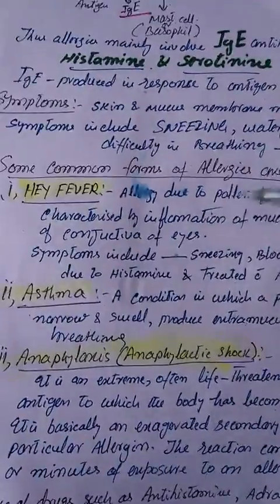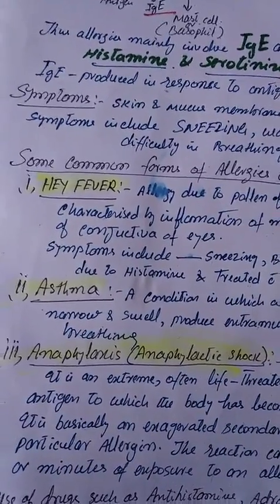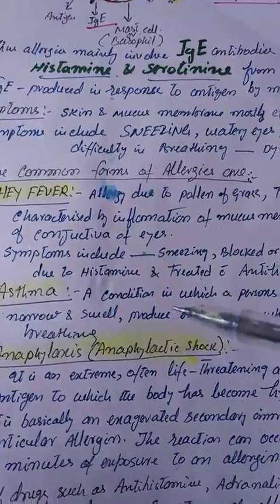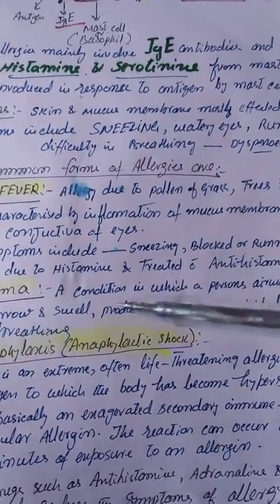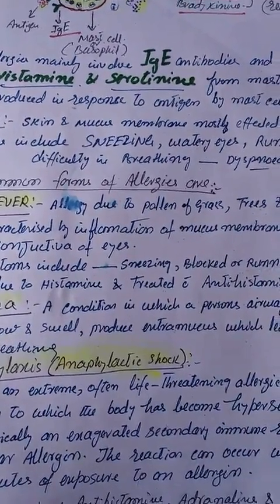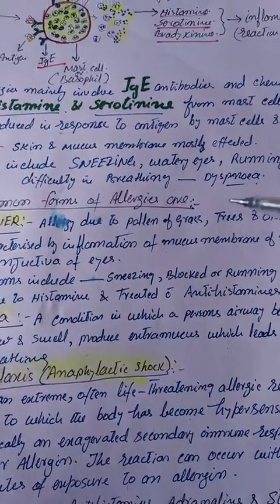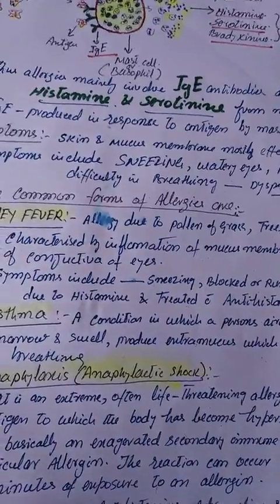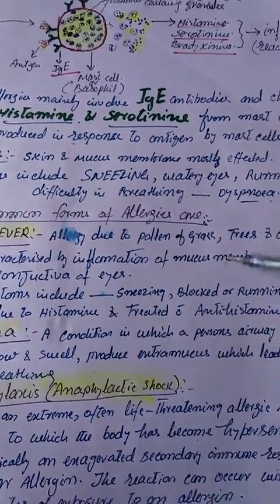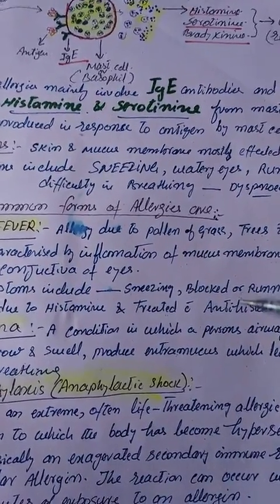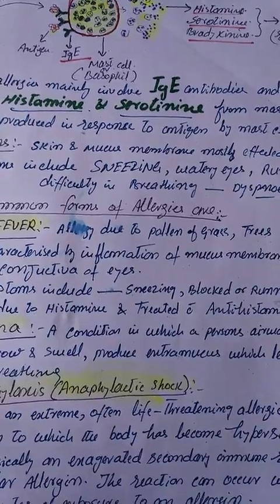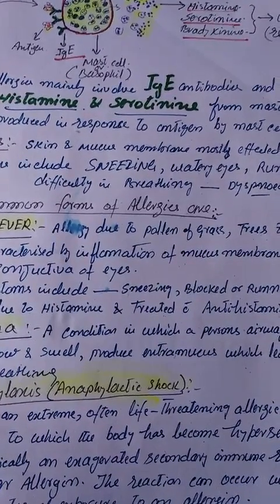Now, the second common allergic disorder is what we call asthma. Now, what is asthma? It's a condition in which a person's airways become inflamed, narrow, and swollen, and produce extra mucus, which leads to difficulty in breathing. The tissues surrounding the bronchioles of the lungs swell up and compress the bronchioles. Hence, during this disorder, there is difficulty in breathing.